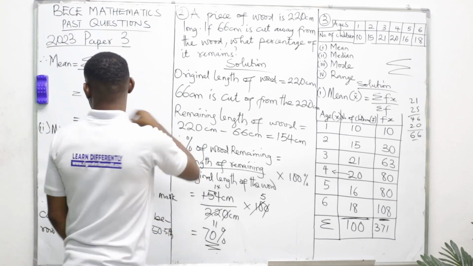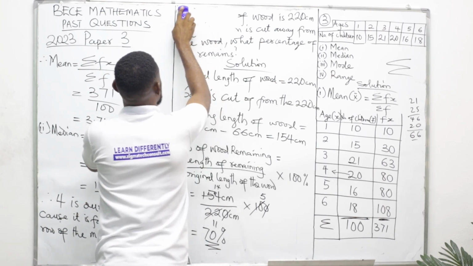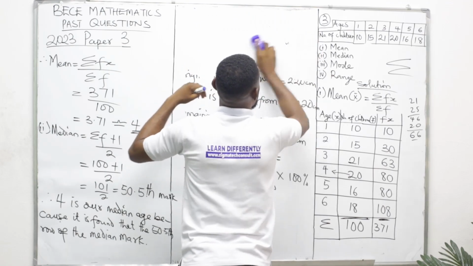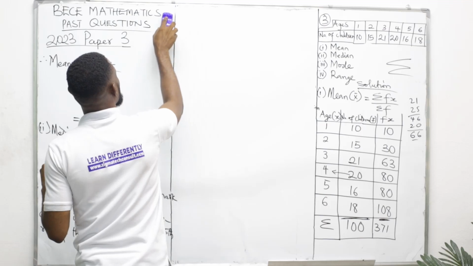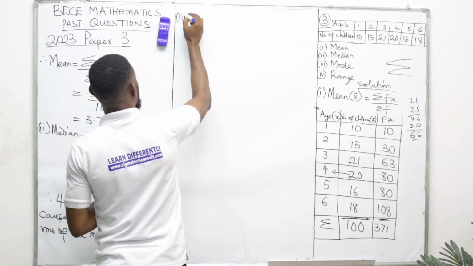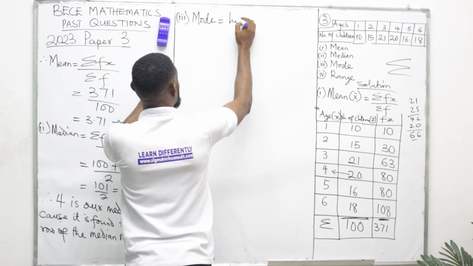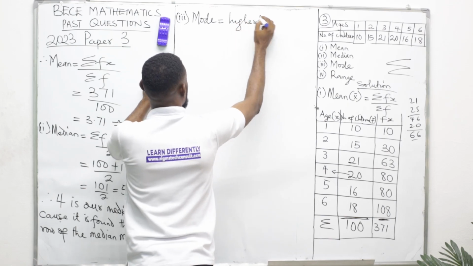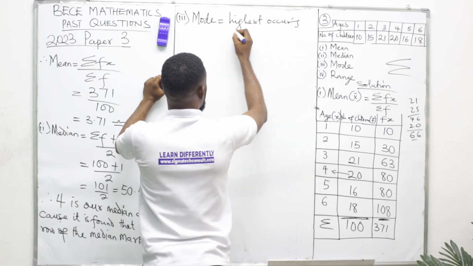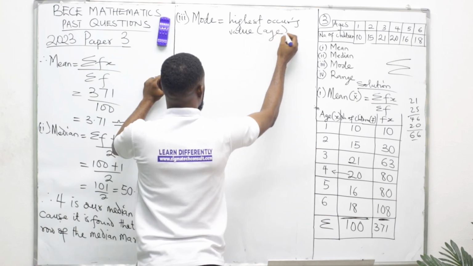All right, so the next thing we're asked to do is to find the mode. Remember, mode is the highest occurring value, but for us now it is the highest occurring age, right?